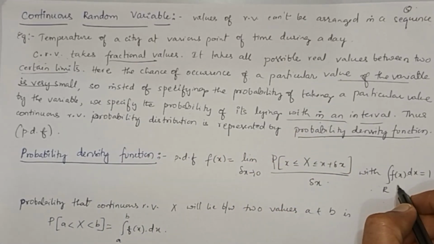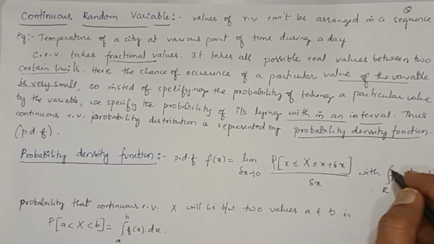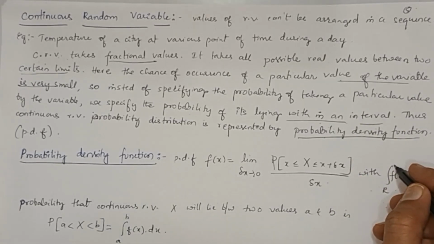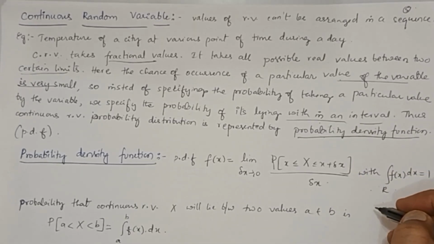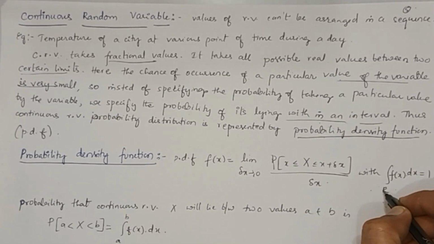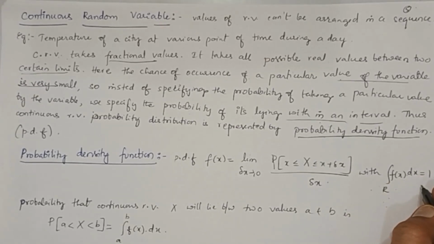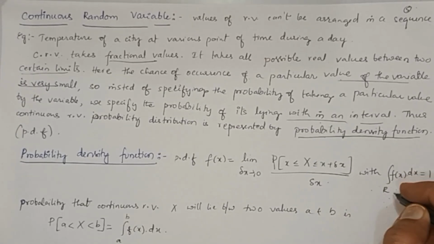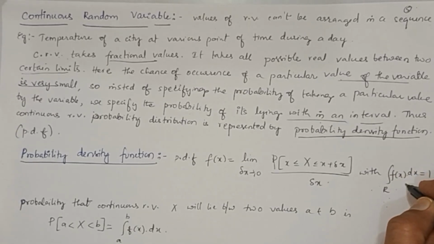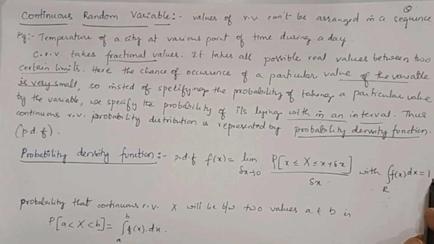But here in this case, as it is taking fractional values also over the interval, that's why summation is replaced with the integration. Integral of f of x dx over the given interval R is equal to 1. Sum of all the probabilities must be equal to 1. That is, the integral of that PDF, probability density function, over the given interval should be equal to 1.